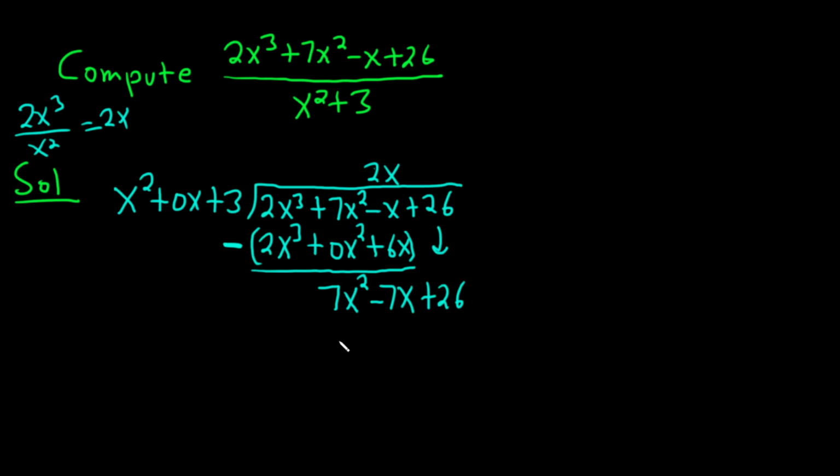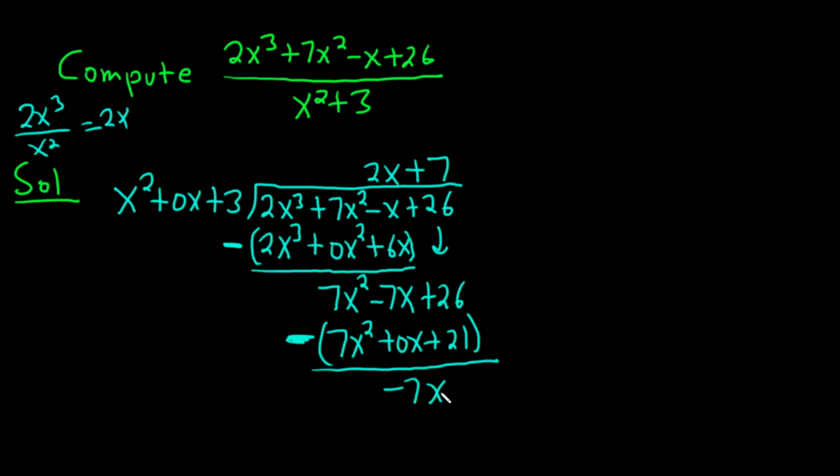Very nice. Then we start the process again. We ask, what do we multiply by x squared in order to get 7x squared? Well, 7. So I'm going to put a plus 7 here. And then we start the multiplication process. 7 times x squared is 7x squared. 7 times 0x is 0x. 7 times 3 is 21. We draw a line, parentheses, and we have our giant minus sign. And then we add. These are going to go away. This is going to give us negative 7x. And then 26 plus a negative 21 is going to give us a 5.